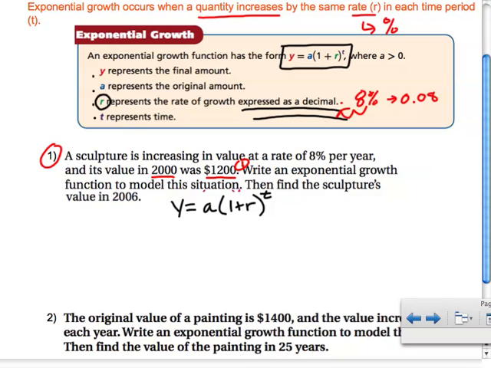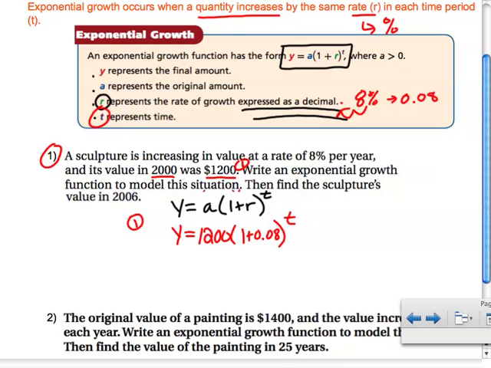Let's start by plugging our information into our formula. We are going to have y, which is something we don't know yet. A is the original amount, so this is worth $1,200. The 1 is always there. Plus 0.08 is our rate, and then our t is, I guess, what our second variable will be for now as we do step 1, and then the sculpture's value in 2006.